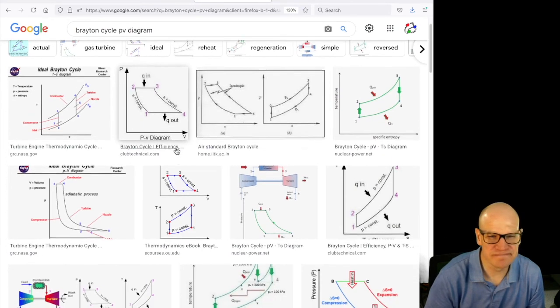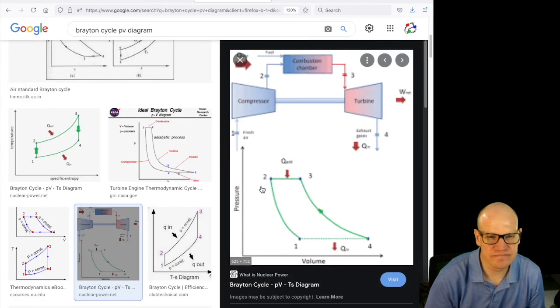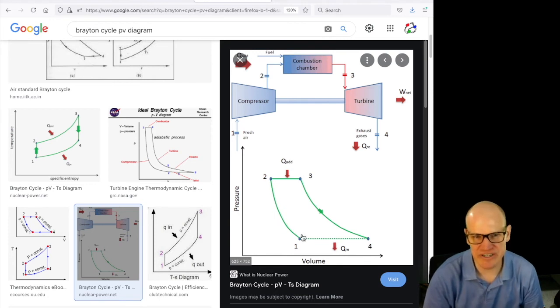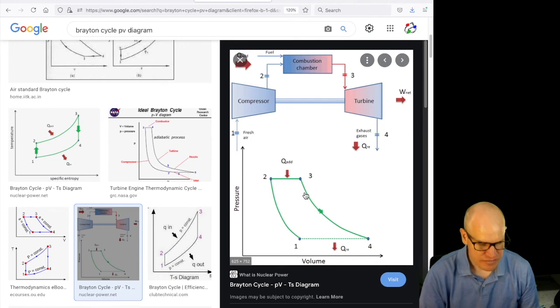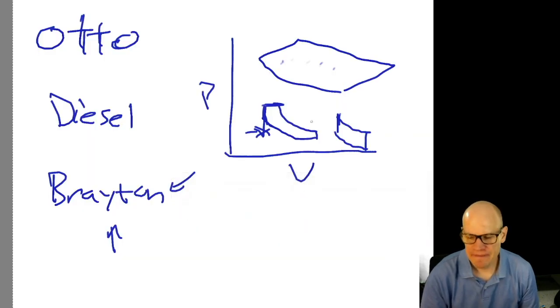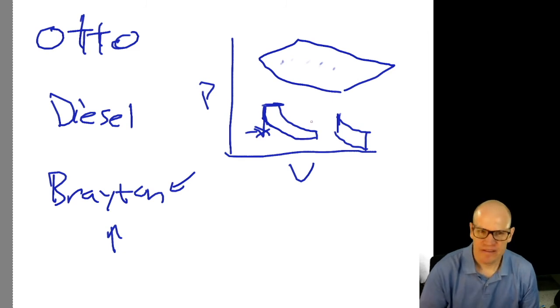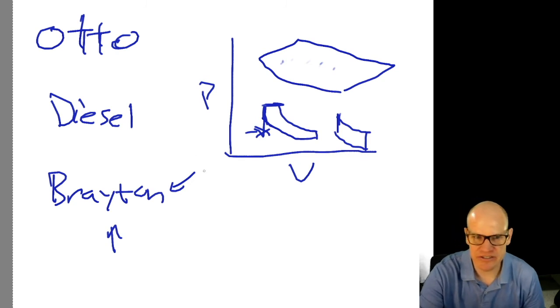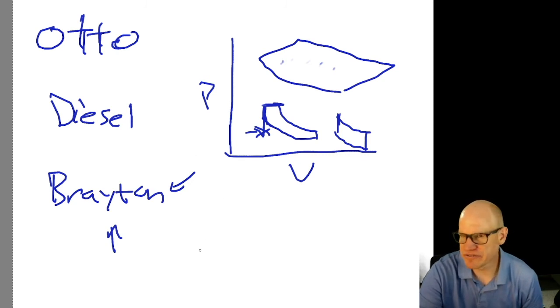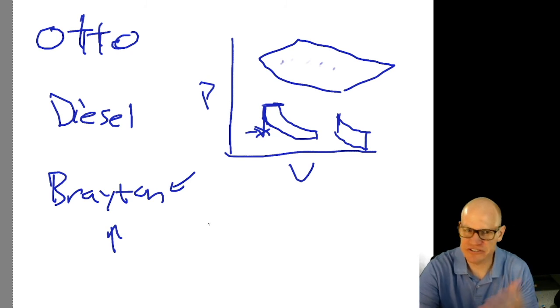None of these look right. Okay, so anyways, here's the Brayton cycle PV diagram. It looks a lot like the diesel cycle. It typically operates at higher pressures, certainly at higher temperatures. So a natural gas power plant is basically a jet engine, and that runs off of natural gas instead of diesel fuel or instead of kerosene.